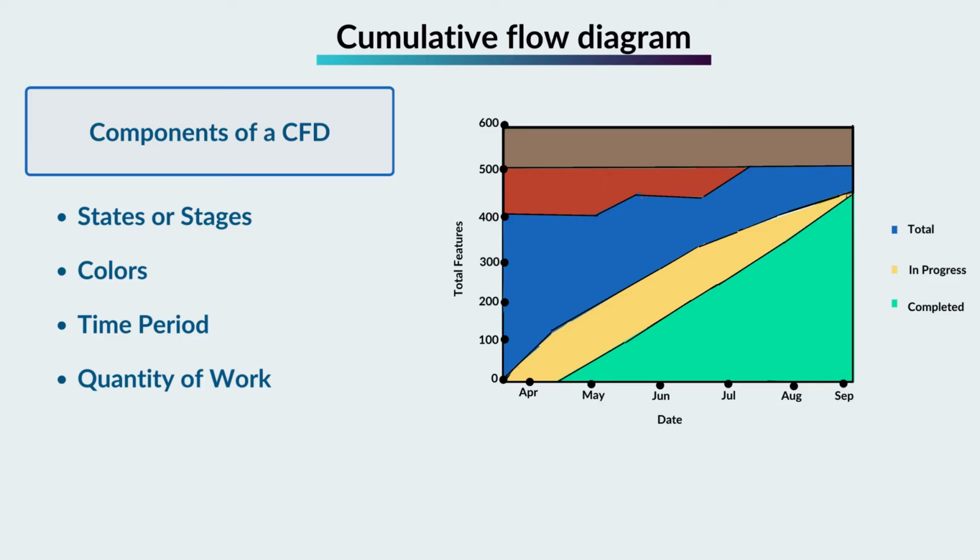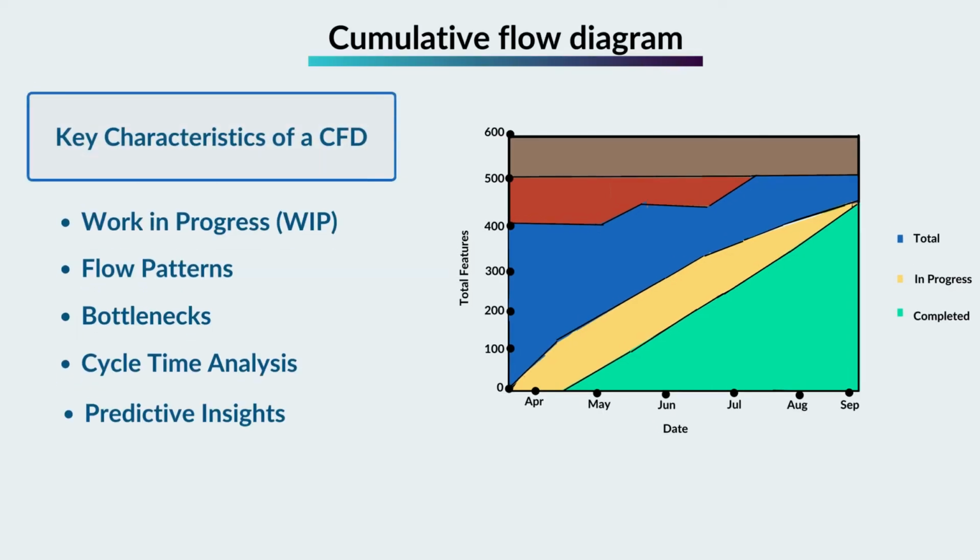Time period: the x-axis of the CFD represents time, often measured in days or sprints. It shows the duration of the project, or the period being analyzed. Quantity of work: the y-axis represents the quantity of work items or the cumulative count of work items in each state. Key characteristics of a CFD.